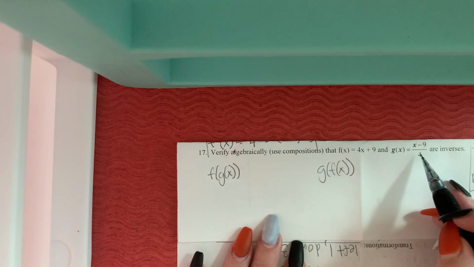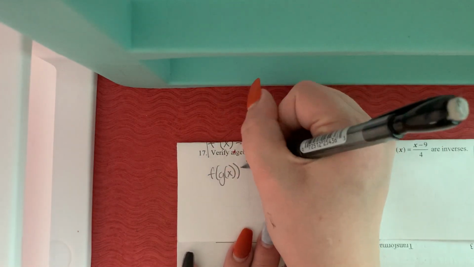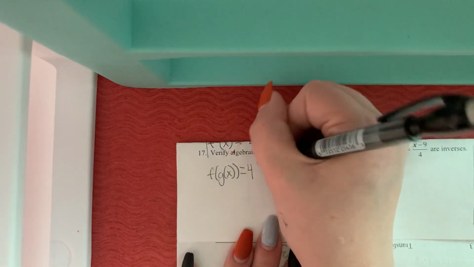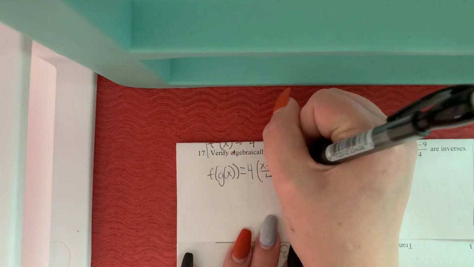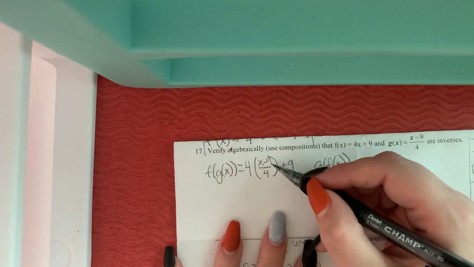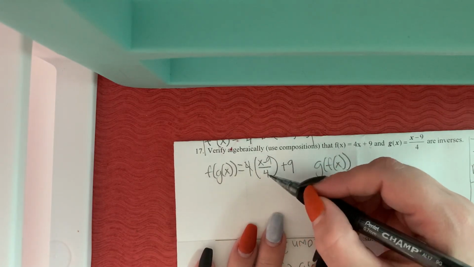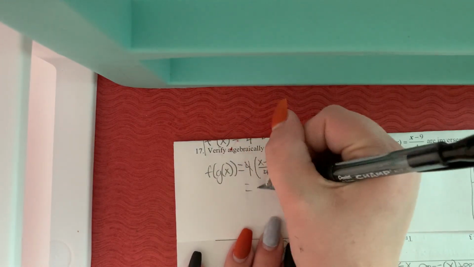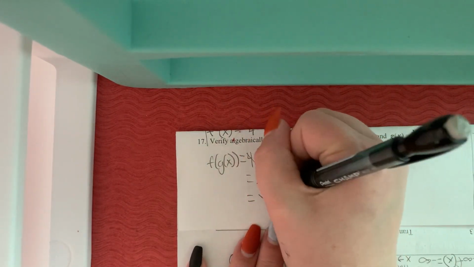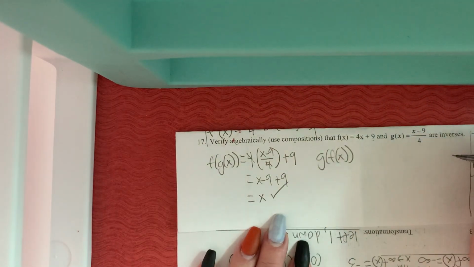So we're going to take g of x and plug it into this f equation. So f is 4 times x, so we'll replace that: 4 times x minus 9 over 4, plus 9. Once we do that, the only operations we can do are those that are already listed on our page. So 4 times x minus 9 over 4, this 4 and this 4 will cancel, leaving us with x minus 9 plus 9. And x minus 9 plus 9 is just x. That's what we want to get out.